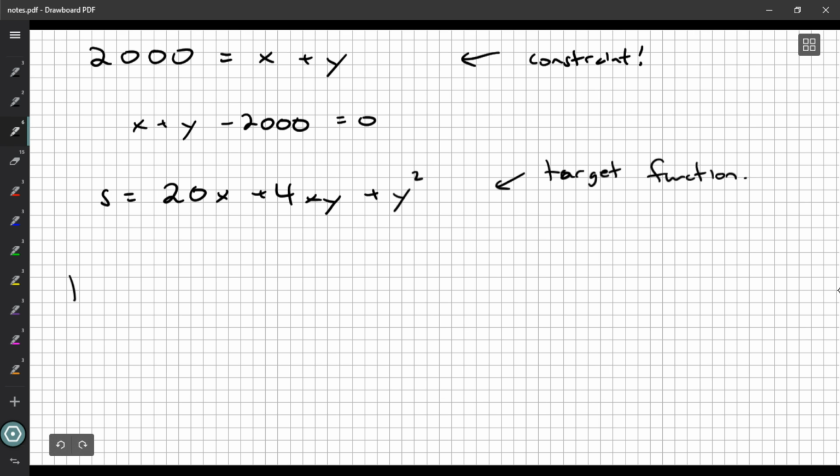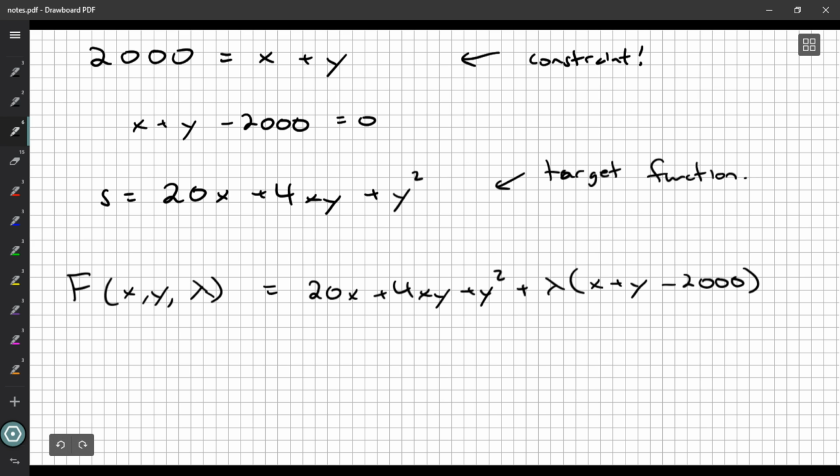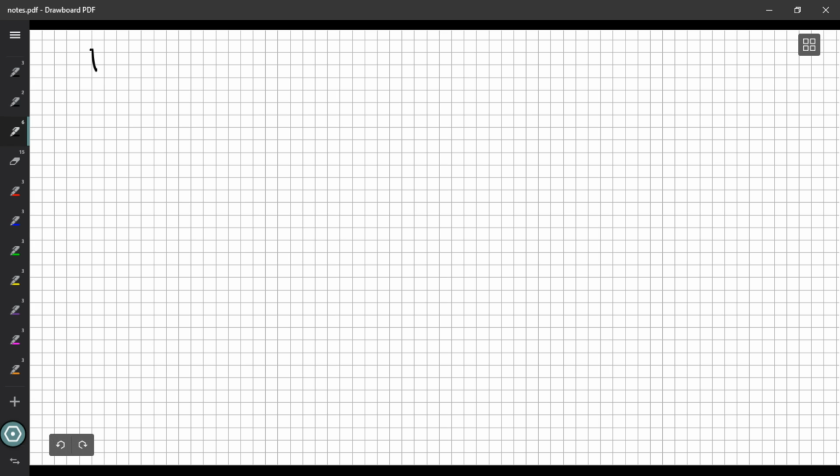Okay, so we're going to put this together to make a Lagrangian. So we'll have f(x, y, lambda), with lambda our Lagrange multiplier, made up of our target function plus lambda times our constraint function. There we go. So what do we do? Well, our maximum, or revenue in this case, is going to be found at a critical point of this Lagrangian, and we know how to find critical points.